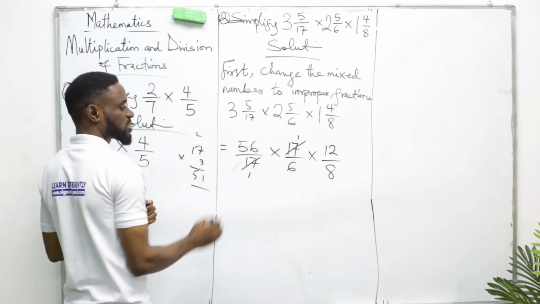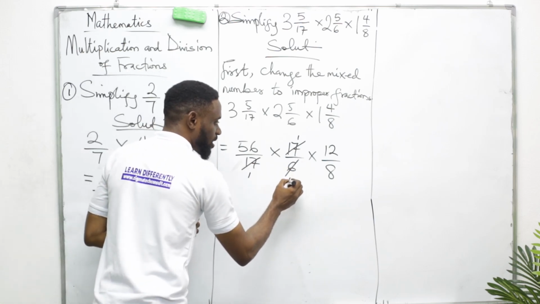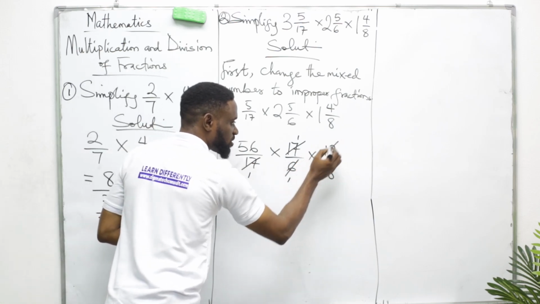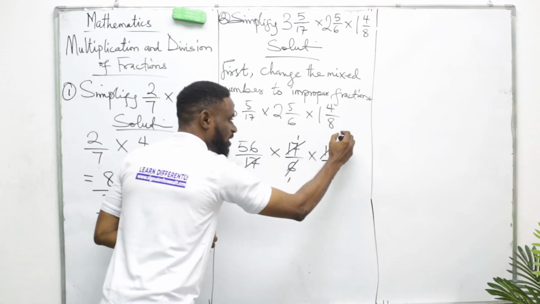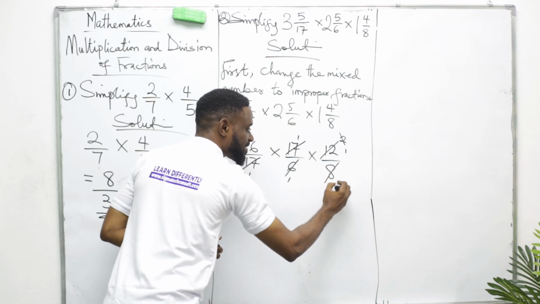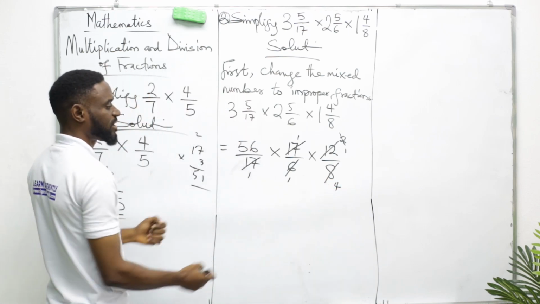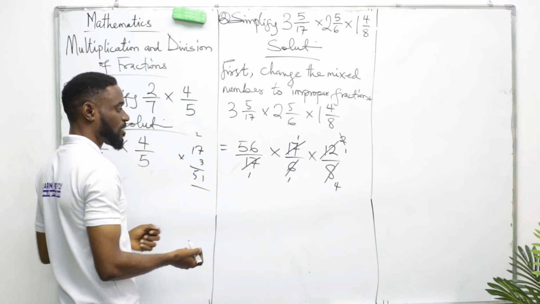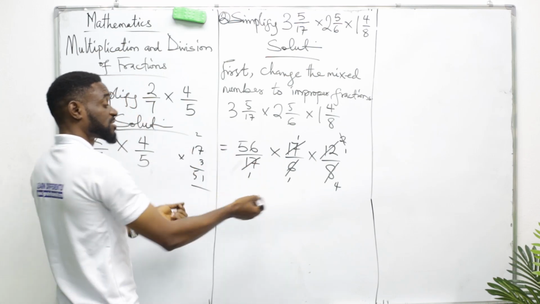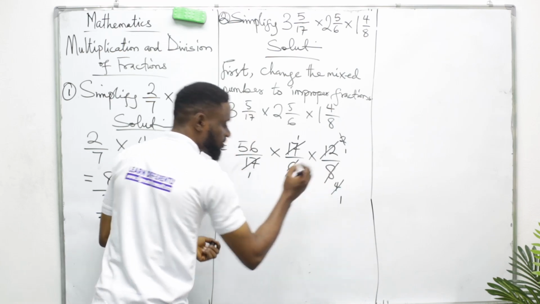We come to 6. 6 into itself is 1. Look at 12. 6 into 12 is 2. Do you see that? We come to 2 and 8. 2 into itself is 1. 2 into 8 is 4. What do we have next? Look at 4 and 56. You understand me now? 4 can go into 56. 4 into itself is 1.